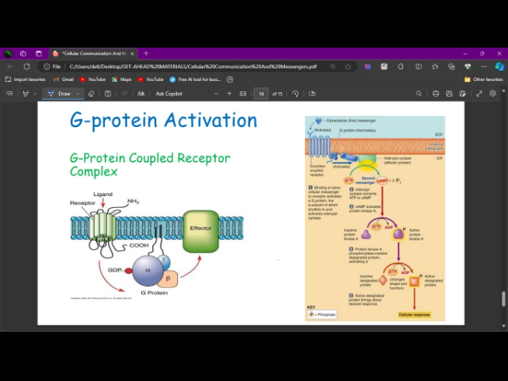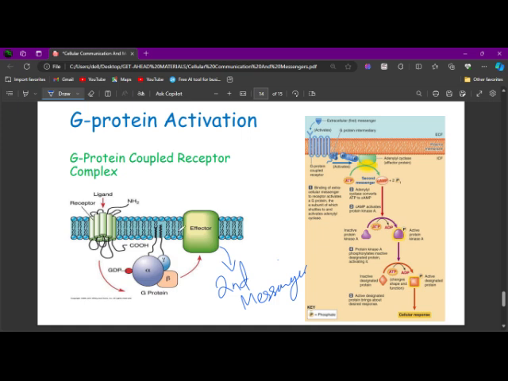Like we said, some second messengers are produced inside the cell. So we have a receptor that binds the ligand. After binding that ligand, it activates your G protein, and that G protein is going to activate an effector that is going to produce your second messenger. That's what we are saying.